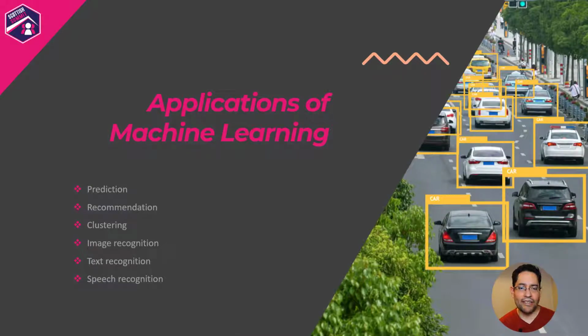Now, some applications of machine learning are predictions. You can, for example, predict the house price if you have different features like the neighborhood where the house is situated, the number of rooms, or the year when it was built. You can have recommendation systems that will recommend things for you based on previous purchases. You can have clustering, where you divide a large number of customers into different customer groups so that you can specialize and personalize the information to each customer group. You can also think of image recognition, text recognition, and speech recognition.